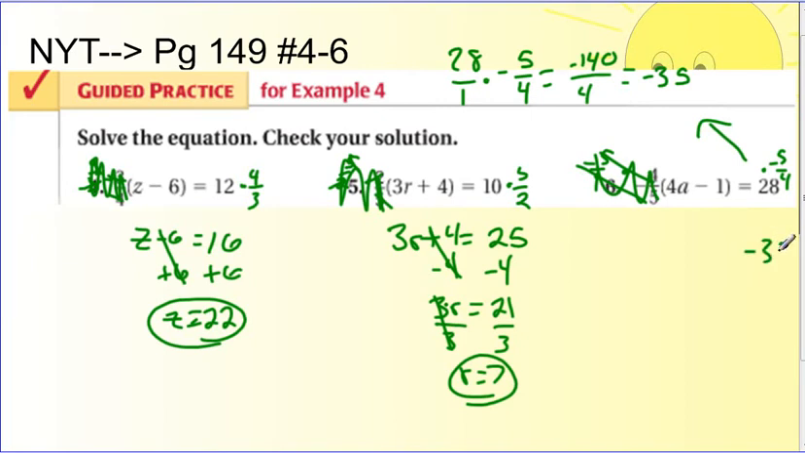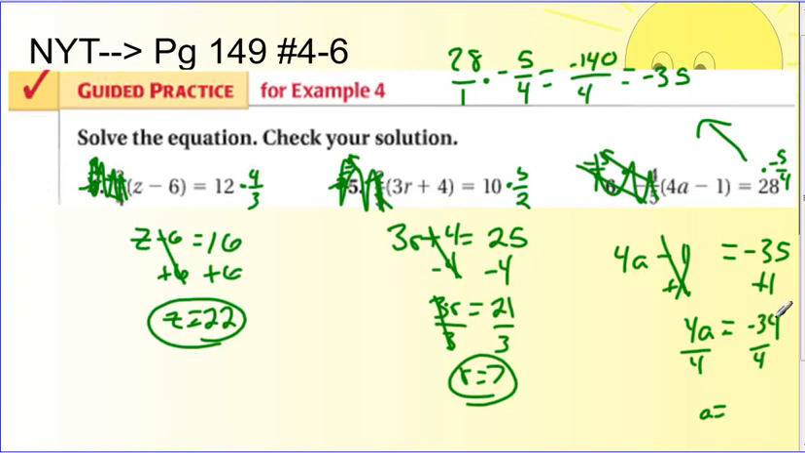Negative 35 equals 4a minus 1. That's ugly. Ugly. Let's see, plus 1, we get 4a equals, these cancel. Negative 35 plus 1 gives a negative 34. Divide by 4, and this is going to give us a fraction. That doesn't divide evenly.